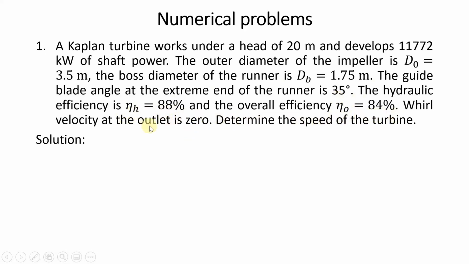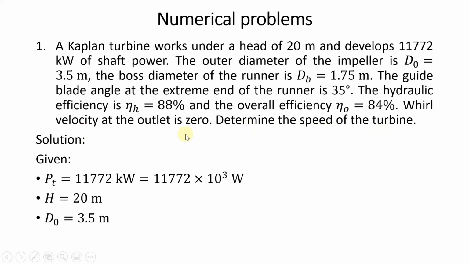Whirl velocity at the outlet is 0. That is, as we have just now discussed while discussing the velocity triangles, VW3 is equal to 0. That means the absolute flow leaves in the purely axial direction at the blade outlet. Now, determine the speed of the turbine. So we are going to find out the rotational speed of the turbine. Before moving onward with our solution, first let us note down all the given data. So PT is the power of the turbine, kilowatt converted into watt.